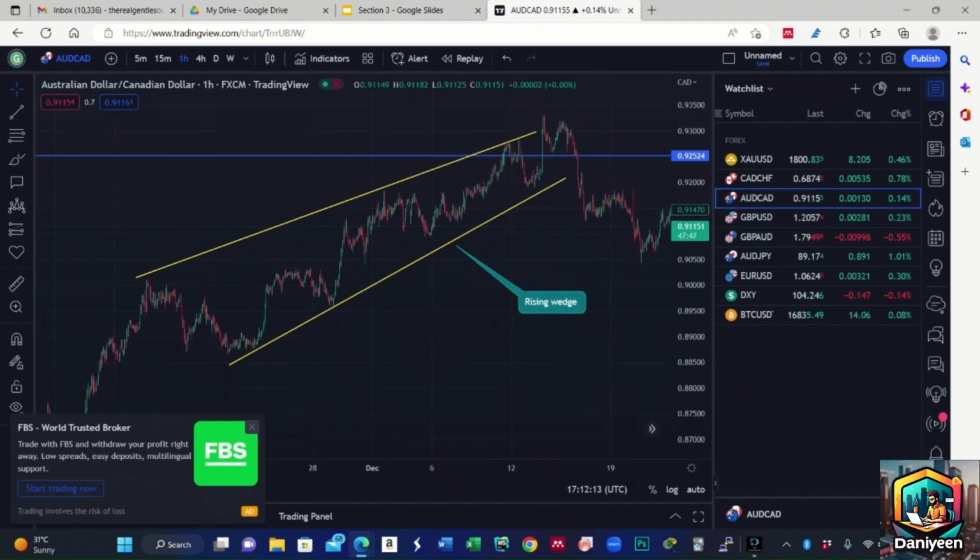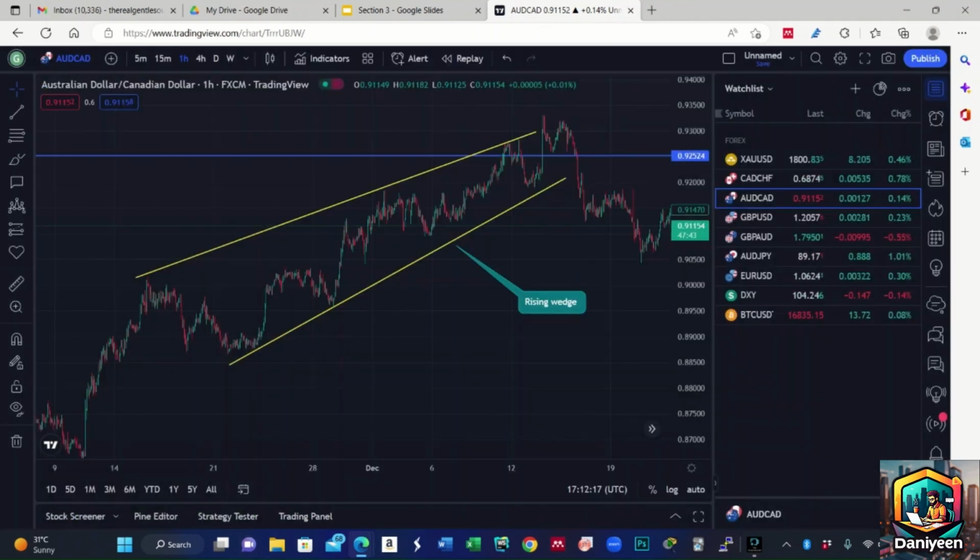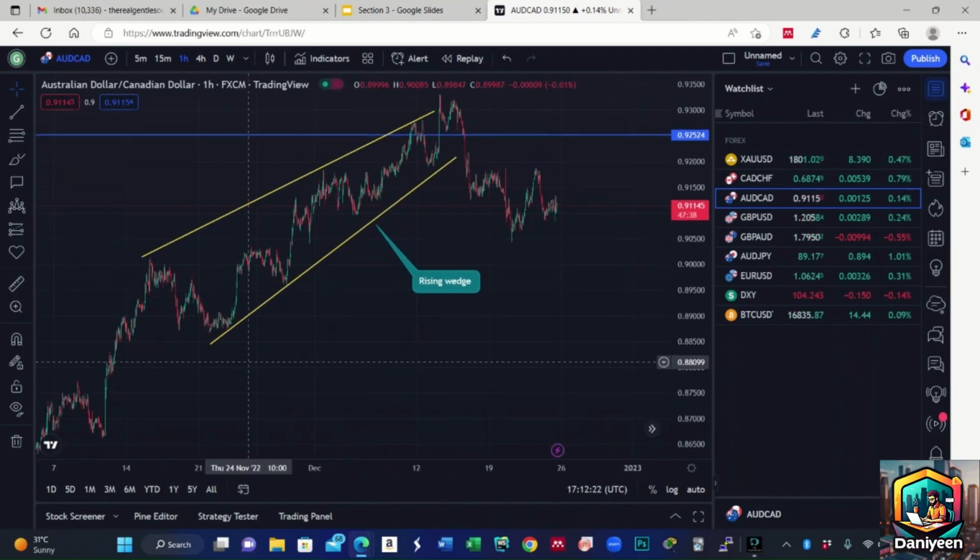Rising wedge. Like I explained earlier, in rising wedge, price is coming from a wide area, then as it progresses upwards, it gets narrower. You can see it's a bit wide here, then as price is progressing upwards, it is getting narrower.